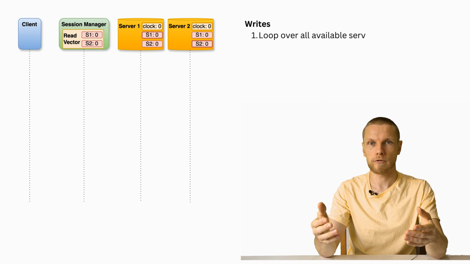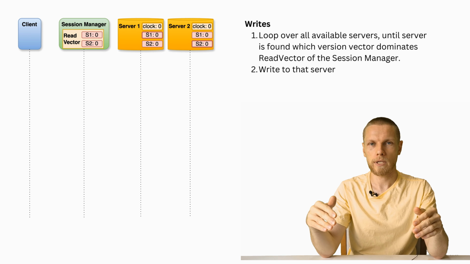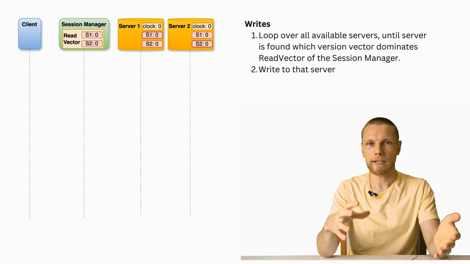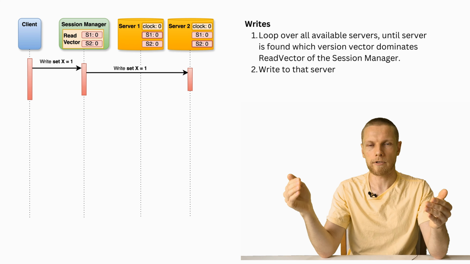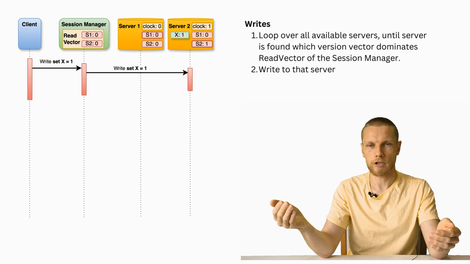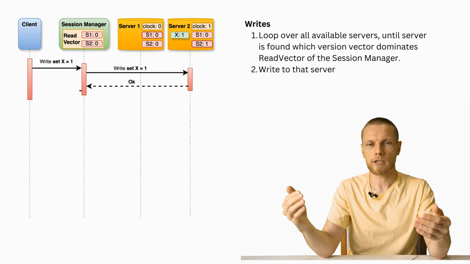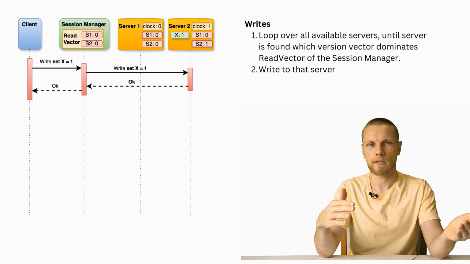Let's see how it works for writes. So for now, we didn't do any reads yet, so we can choose whatever server we want to make the write. So the first client makes the first write, and the session manager forwards it to server 2. Server 2 makes several things under the hood. It increments its clock, it updates the version vector, and just stores this data, and it responds to the session manager that the write was successful, which is just forwarded to the client.